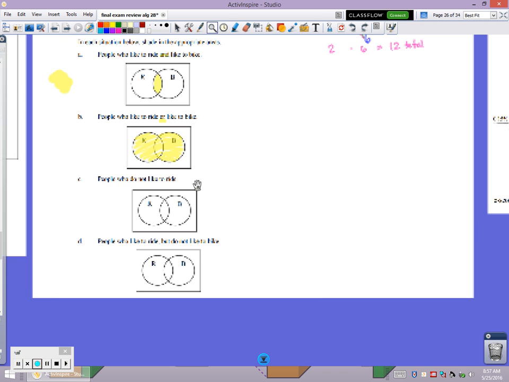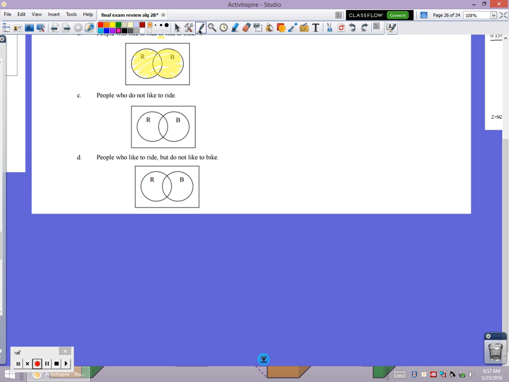All right, I'm going to move this up so we can see it better. People who do not like to ride. So let's see. These are people who like to ride inside the circle. So I want anything that's not in that circle. So basically everything that's not riders. All of these people are not people who like to ride. Did that make sense? People who do not like to ride, right? So anyone in here likes to ride. Everybody who's not in there doesn't like to ride.